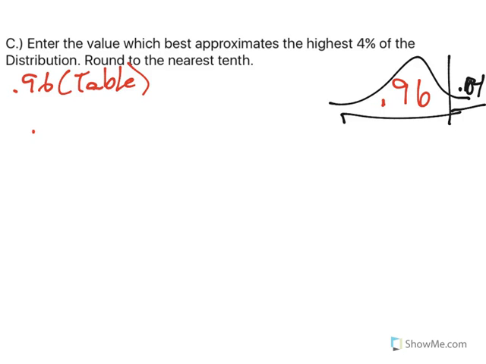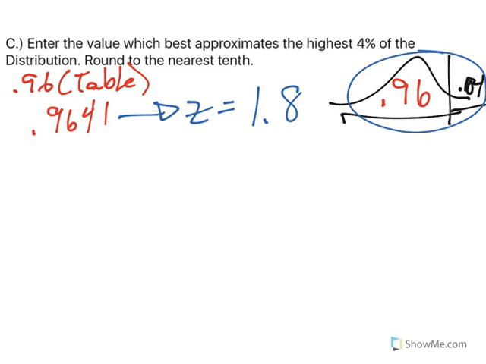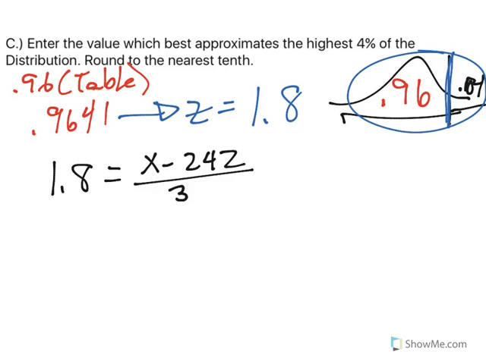Well, we have a 0.9641 in the table, which we'll go with. That leads me to a z-score of 1.8. And you can kind of see, based off this picture, my z-score should be positive because my vertical line is to the right of the center, which is the mean, and the mean has a z-score of 0, right? Thinking through that. So, again, z-score equals value minus the mean over the standard deviation.